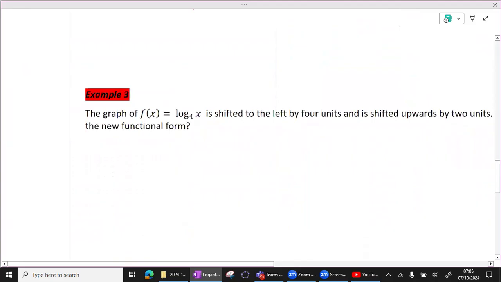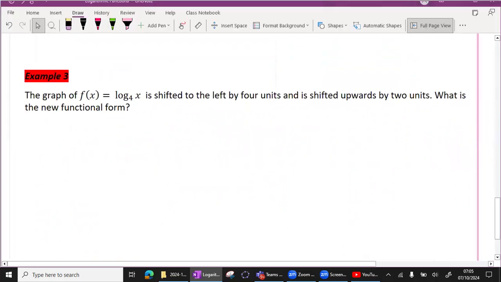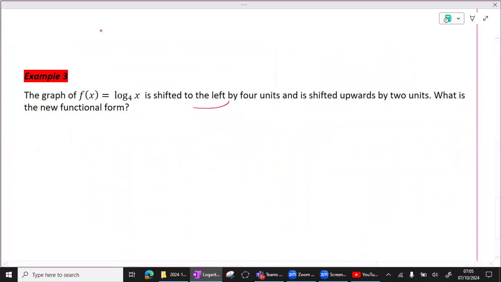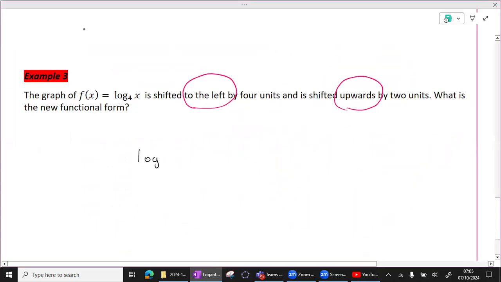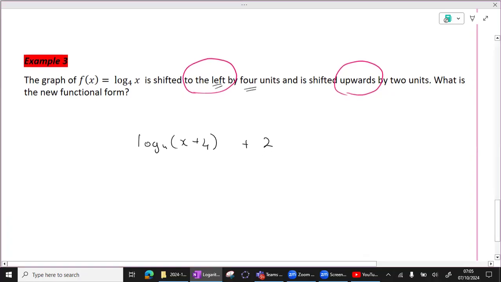Let's have a look at doing one for ourselves. It says this is the graph. It is being shifted to the left by 4 units and shifted upwards by 2 units. Now, the minute I hear right or left, I immediately know that the change occurs in the bracket. So instead of just x now, if I'm going left, it's plus. I'm going left 4, so plus 4. It also says it is being shifted upwards by 2 units. So after I do the log, I have to do plus 2. So I do the log of x plus 4 to the base 4, plus 2. And that is the transformation.